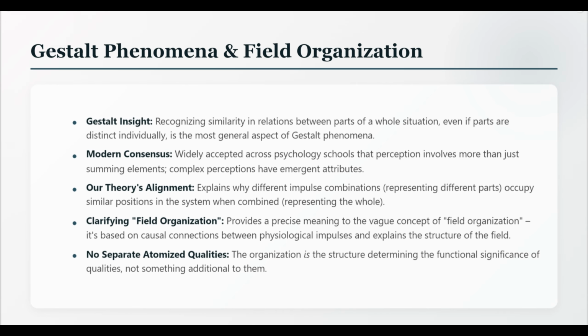This connects beautifully to Gestalt psychology. The core insight that we perceive wholes whose properties differ from the sum of their parts is explained here. Why do we see a triangle when looking at three lines, even if the lines are presented sequentially? Because the impulses representing the lines, when combined, activate a downstream pattern that's similar to the pattern activated by the lines forming a real triangle. This theory provides a causal mechanism for field organization. It's not magic, but the result of interconnected impulses. The organization isn't something extra added onto sensations. It is the structure that defines the sensations themselves.